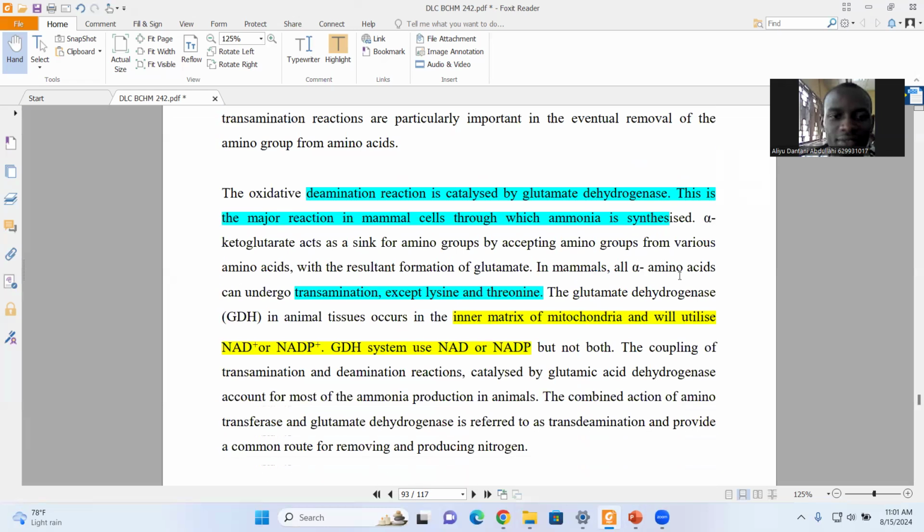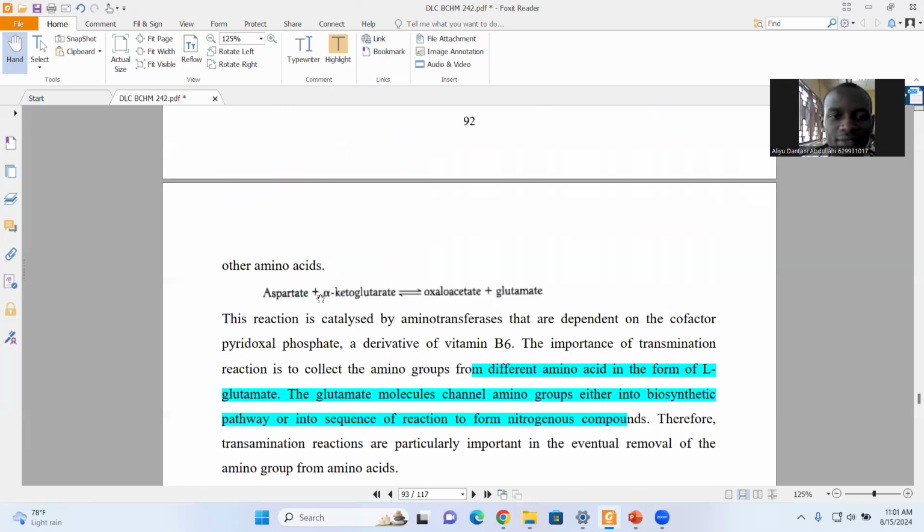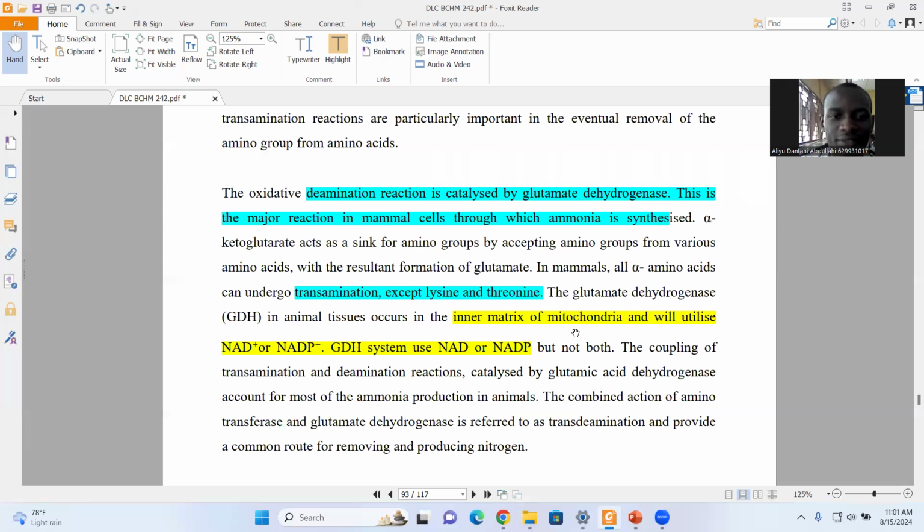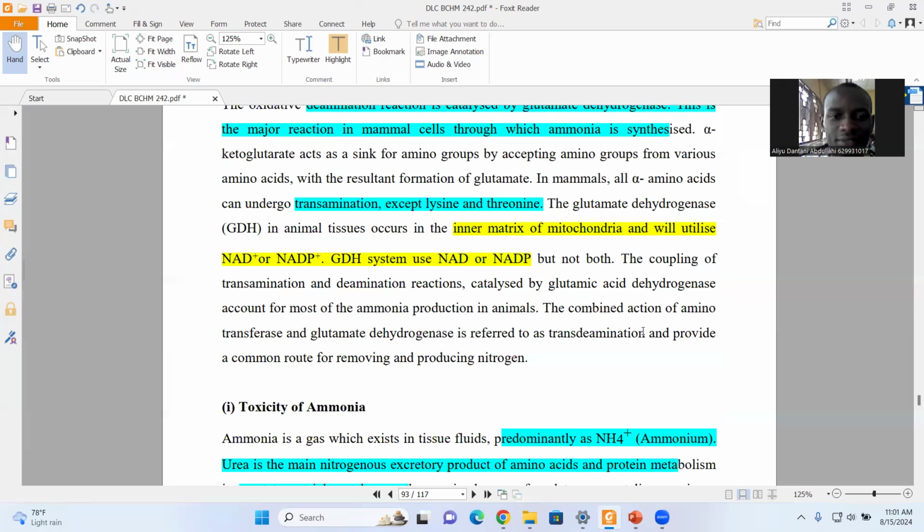In mammals, all alpha amino acids can undergo transamination, except lysine and threonine. So these two amino acids cannot participate in this reaction. You should find out why. The glutamate dehydrogenase in animal tissues occurs in the inner matrix of the mitochondria and will utilize these coenzymes, but not both: NAD plus or NADP plus.